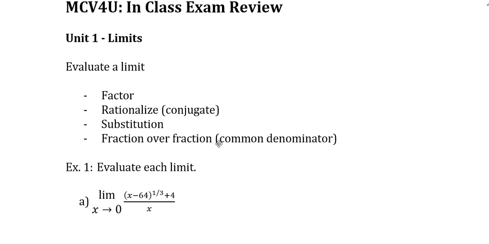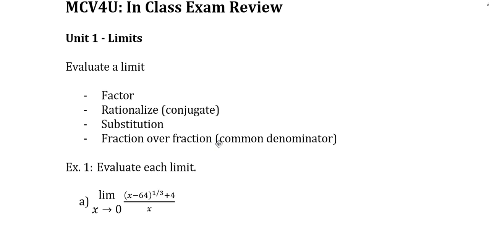Yeah, what do we mean by substitution? Can I just sub 0 in and will it work? If I sub 0 in, I get negative 64, the third root of that is negative 4, plus 4 is 0 over 0, so it's indeterminate, right? 0 over 0 means there's a hole, which means the limit may exist.